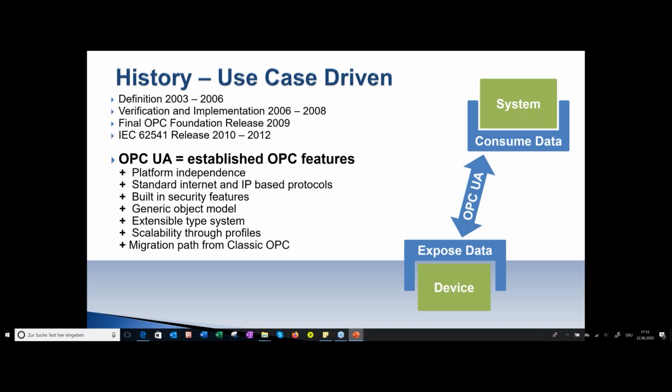So if you have a classic OPC server, there's a wrapper which allows you to read the data as a classic client, but then provide the data as a UA server. And the same for the client side is also available.